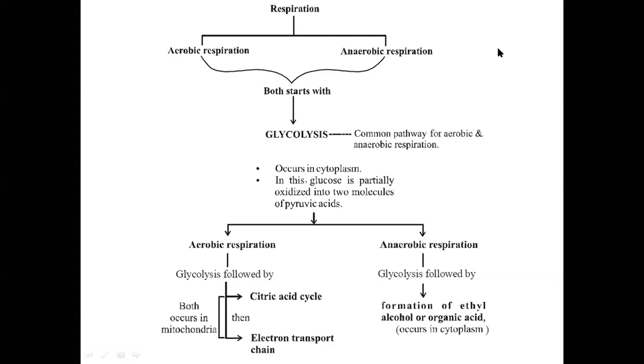Respiration starts with glycolysis. In glycolysis, glucose will be converted into two molecules of pyruvic acid, and this pathway is common for aerobic and anaerobic respiration. If oxygen is being utilized, then it will enter into the citric acid cycle, followed by the electron transport chain. If there is no oxygen present in the environment, it undergoes formation of ethyl alcohol or organic acid. That is a kind of anaerobic respiration. Please wait, we will discuss it in detail.